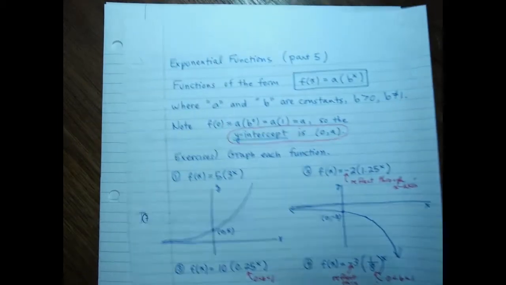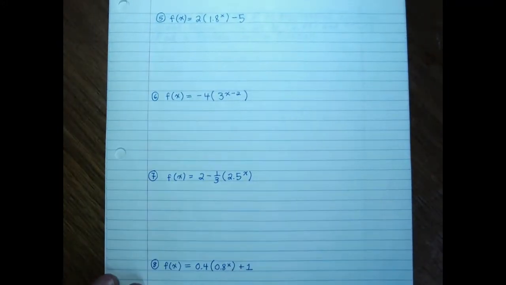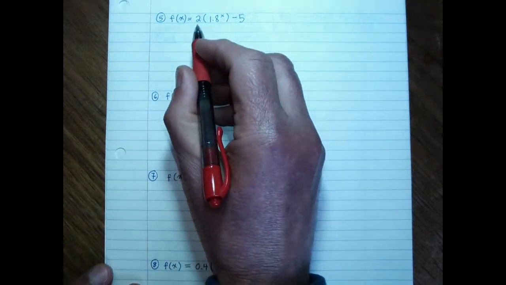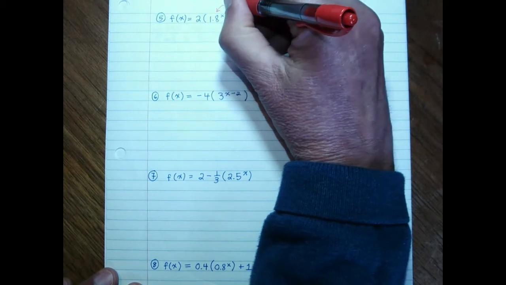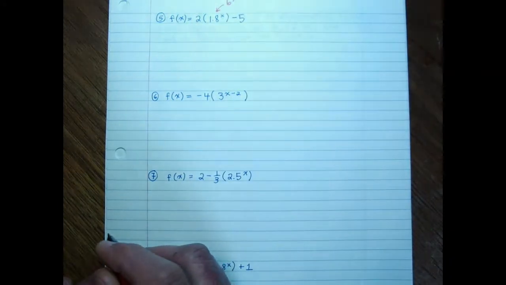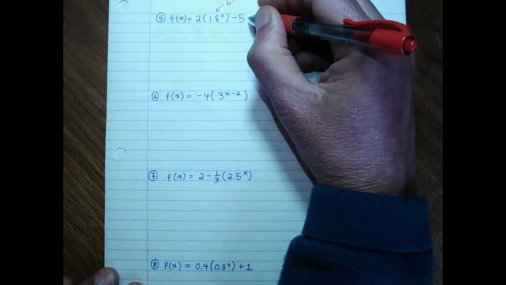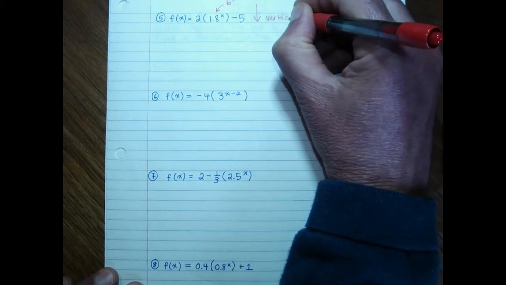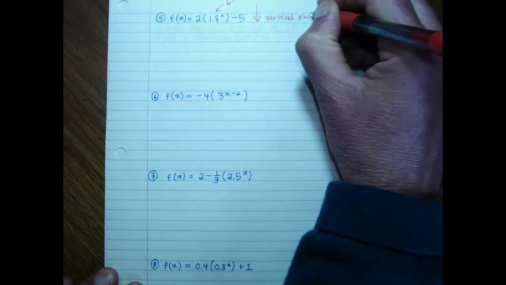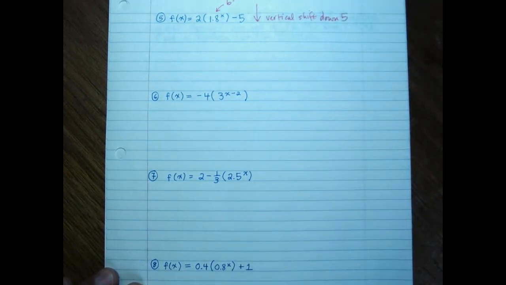Okay, let's look at some more examples. Okay, number 5, 2 times 1.8 to the x minus 5. We're back to b being greater than 1. And we also here have a vertical shift of down by 5 units. We're going to shift downward.